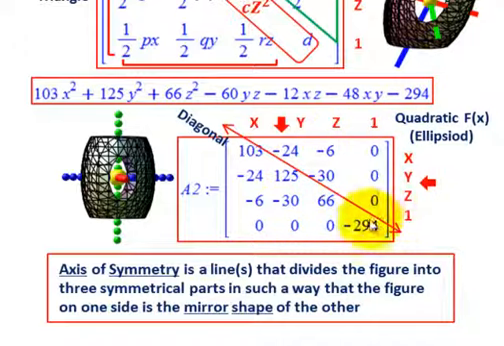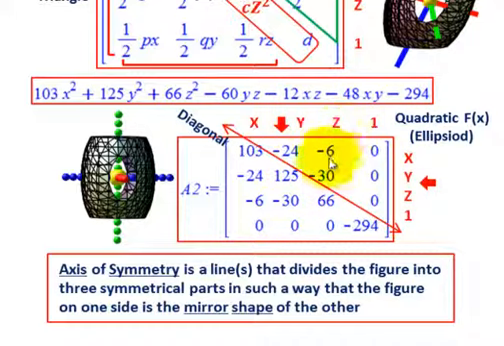We got a cross term here, yz minus 60. So where does that go? So z, y here, minus 30, half of the minus 60. And then the other half goes in here, minus 30. That's z, y, or yz, however you want to look at it. Didn't change signs. All we did is divide it in half. And then we got that 12xz here.